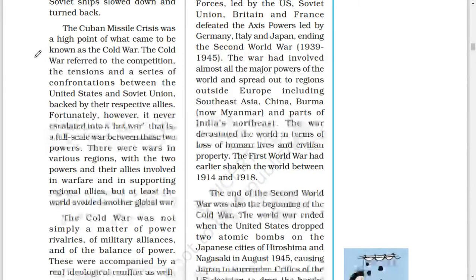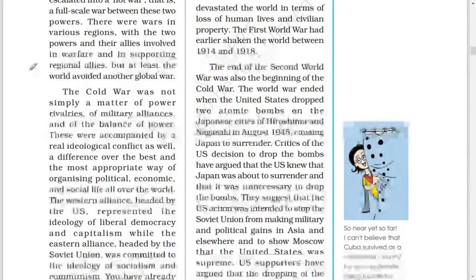There were wars in various regions, with the two powers and their allies involved in warfare and in supporting regional allies, but at least the world avoided another global war.